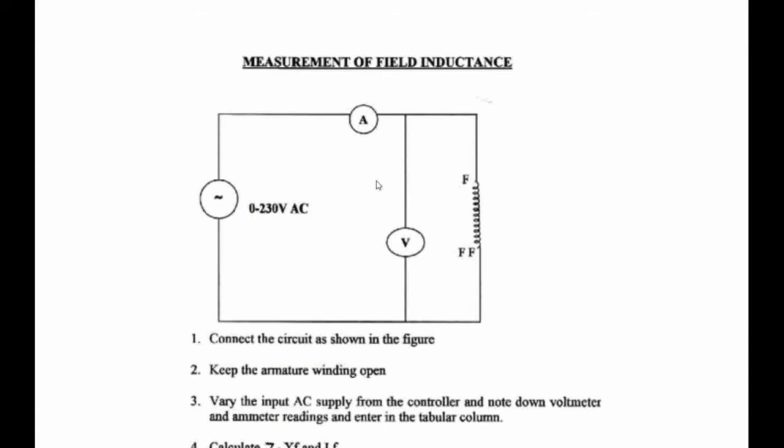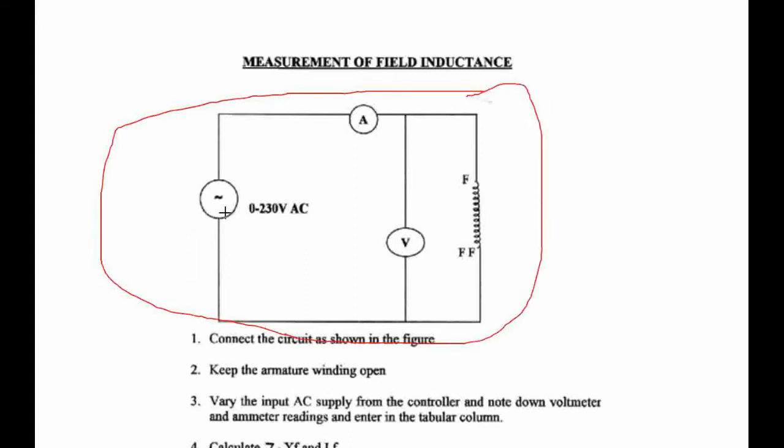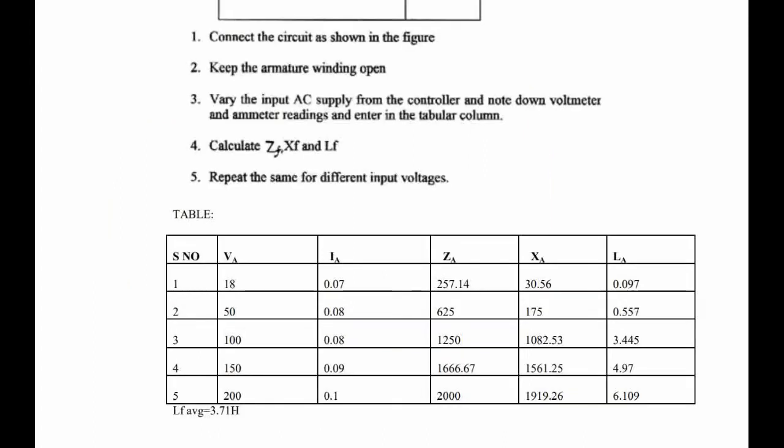One more important parameter to determine the transfer function of a DC motor is the field inductance. With the help of this arrangement, we can determine the field inductance. Here it is 0 to 230 volts AC supply. The ammeter is connected in series with the field, and the voltmeter is connected across, in parallel to the field. This is the field terminal of the DC motor. First of all, the connection is given like this. While determining the field inductance, we keep the armature winding open. Vary the AC supply over the 0 to 230 volts range.